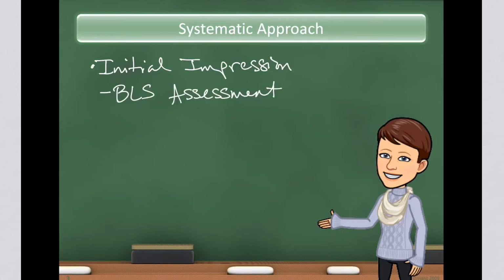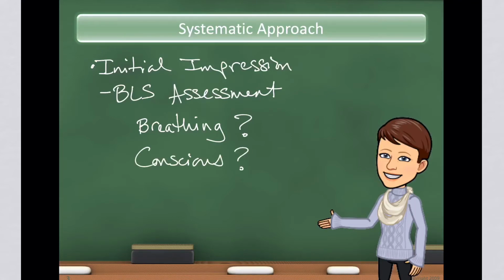The BLS assessment starts off by determining whether your patient is breathing and whether or not your patient is conscious. Okay, so if your patient's not breathing, or if the breathing is agonal gasps, don't forget that, agonal gasps, not breathing effectively. If the patient's not breathing or has agonal gasps, ineffective breathing, or if they're unconscious, you need to, first of all, summon help.